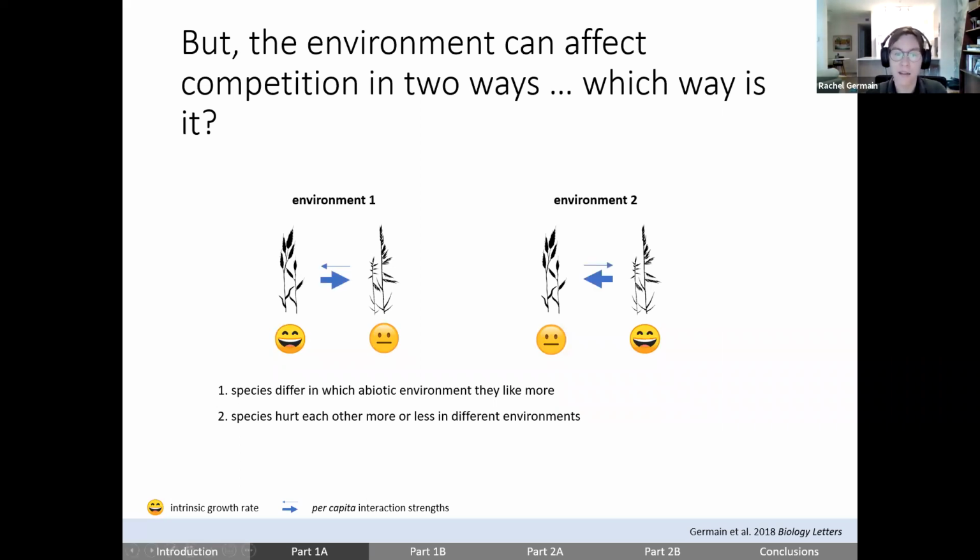And so what I mean by that is, here you can see these are per capita interaction strengths of one species onto the other. And what you can see here is that the environment might actually be enhancing some of those per capita interaction strengths, the degree to which this species hurts this species in one environment, but overturning that in another environment. And that's the one in particular that we don't have a lot of evidence for in the literature: how strongly are these per capita interaction coefficients affected by the environment?